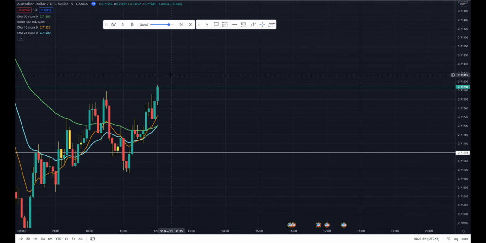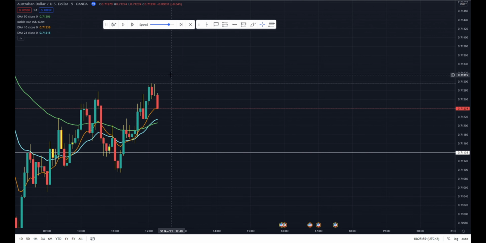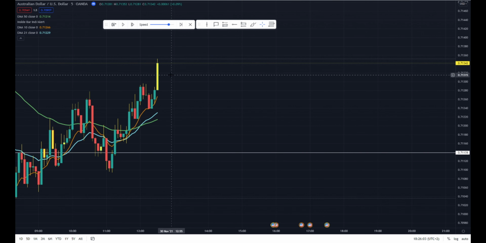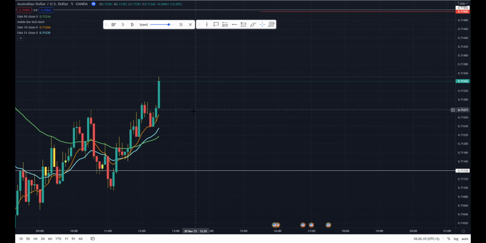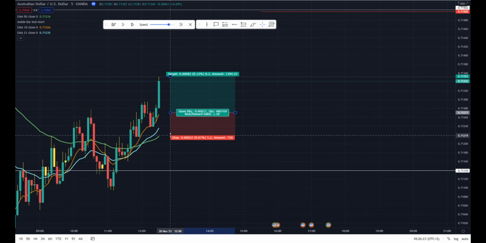You can see this high was broken, and we started creating somewhat of a range here with a bit of a retrace. But then this huge momentum candle showed up, so I decided to set a pending order right on this level, which is actually the same level that this currency struggled to pass a few minutes ago. So I set my buy limit here with a 5 pip stop loss.